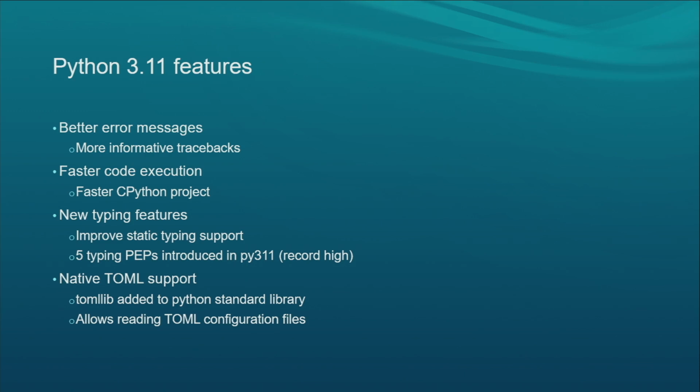There's also more typing features, which continues to be a big seller in the Python adoption industry. In fact, Python 3.11 has the most typing features being added to it from any release so far. As well, native TOML support. I work a lot with TOML configuration files, so for someone like me, this is great. The tomllib is being added to the Python standard library, so now a Python setup.py, for example, will be able to reach out to a TOML config instead of any other sort of config that you're relying on.